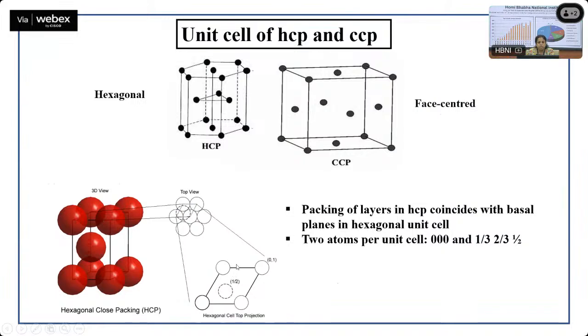So if you try to understand, just try to see what part of this lies in the center of this circle. It is 1 by 3 on the X axis and 2 by 3 on the Y axis. So the coordinates are 1 by 3, 2 by 3 and half. So the 2 lattice points for the hexagonal close packing are 0, 0, 0 and 1 by 3, 2 by 3, half.